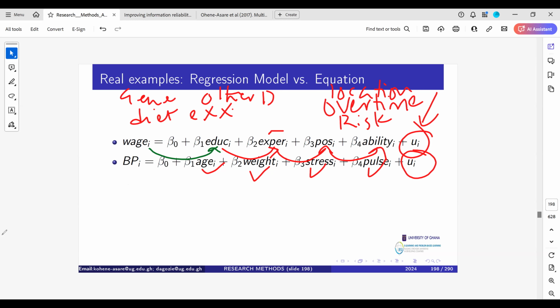Let's look at another specified model. This is known as the quantity demanded of a commodity. The quantity demanded of a commodity is affected by the price of the commodity, the income of the people, the advertisement, and whether the good is a complement or substitute. Enoch, you have a question? Yes, Doc. The B0. Can you kindly explain what that is?